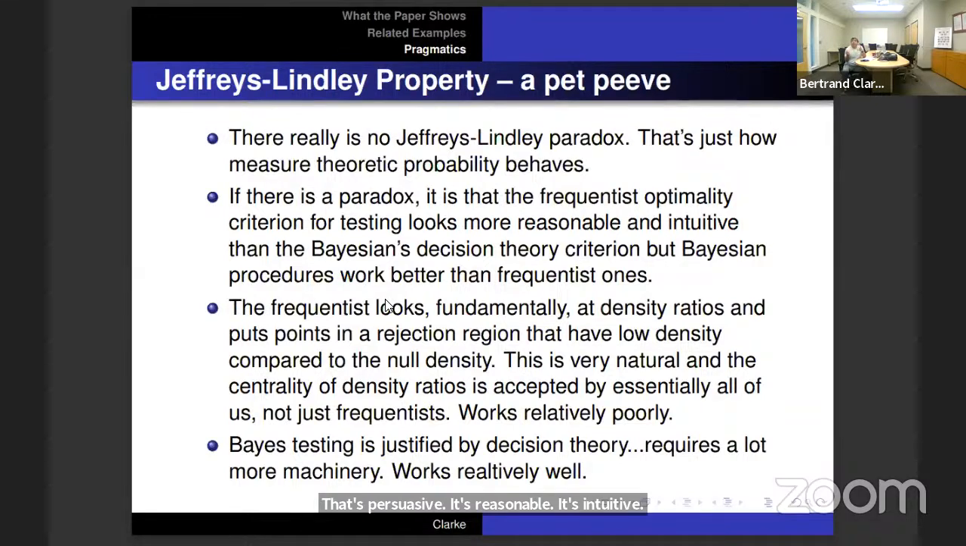The Bayesian has the whole machinery of decision theory, and that requires a lot of extra ideas and so forth. So it's not really as convincing as just looking at density ratios, but it actually works relatively well. So there's your paradox. The frequentists have a more natural optimality criterion, but their method doesn't work as well. The Bayesian has a more complicated, less convincing optimality criterion, but the methods work really well. There's your paradox.